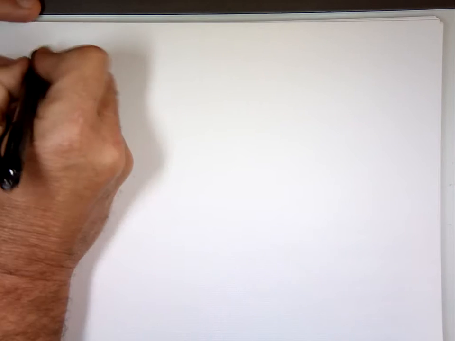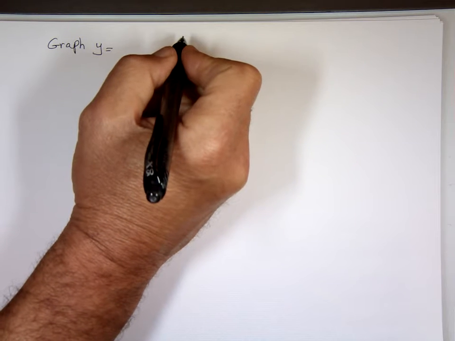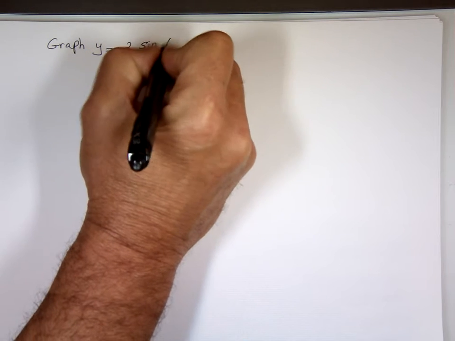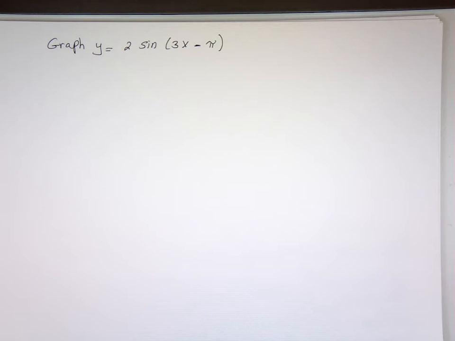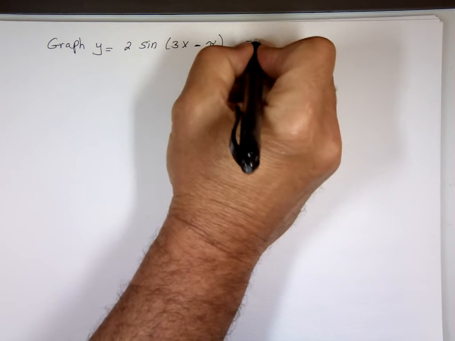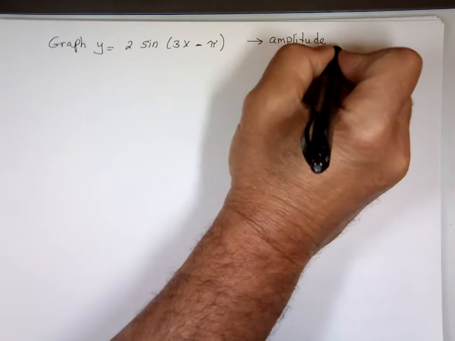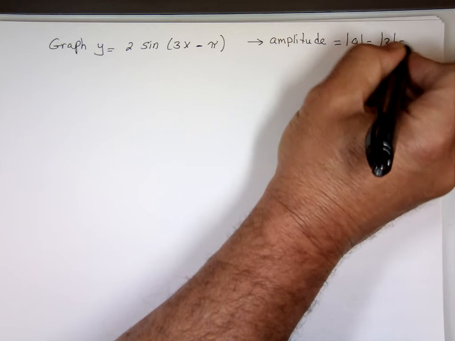Let's graph this function. Y equals 2 sine of 3x minus pi. Let's write everything about this function. My amplitude is the absolute value of A. A is what? 2. What's the absolute value of 2? 2.